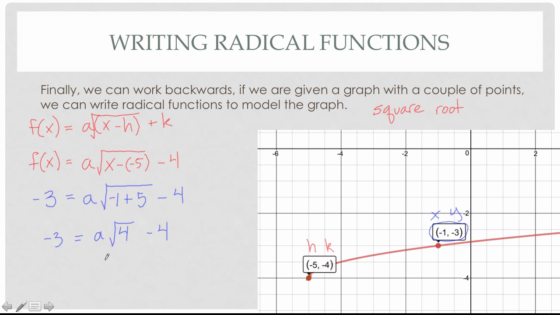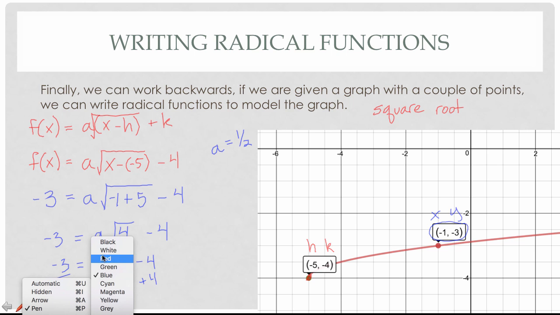The square root of 4 just turns into 2, so that's 2a minus 4 equals negative 3. I'm going to add 4 to both sides. So now I've got 1 equals 2 times a. And if I divide both sides by 2, I see a has to be 1 half.